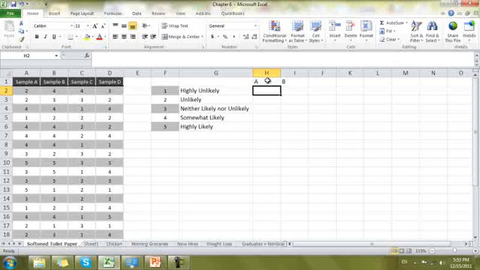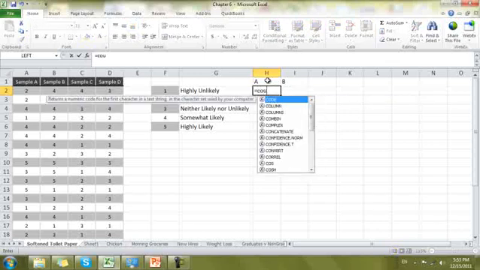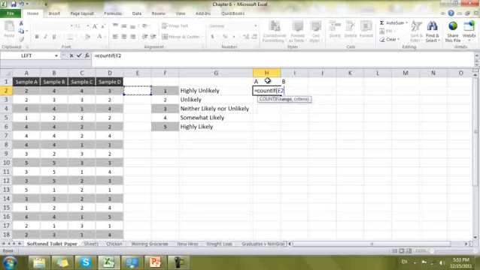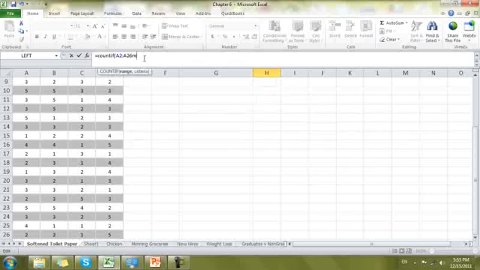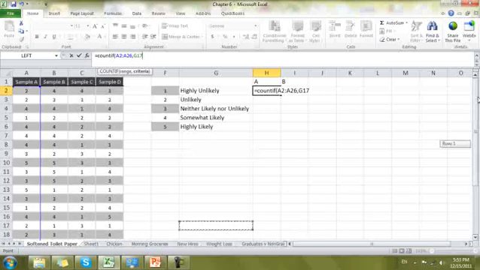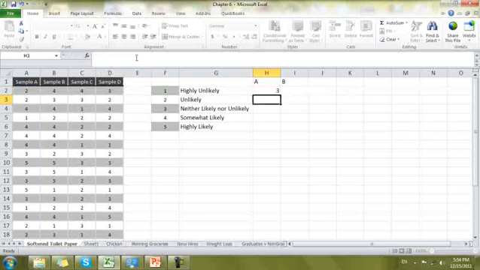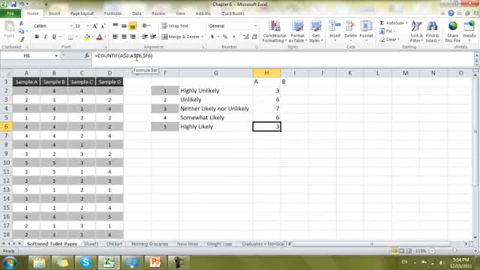So let's go ahead and create a very simple little plot of sample A and sample B. That'll be equal to the count if this range is a 1, comma, and there we have it. There's my 1. Close parenthesis. I'm going to be copying and pasting, so I'm going to insert my little parameters in the right place. 3 people said highly unlikely. 6 said unlikely. 7 said neither likely nor unlikely. Very symmetric.